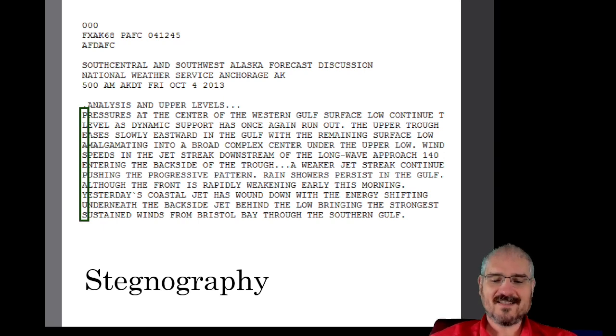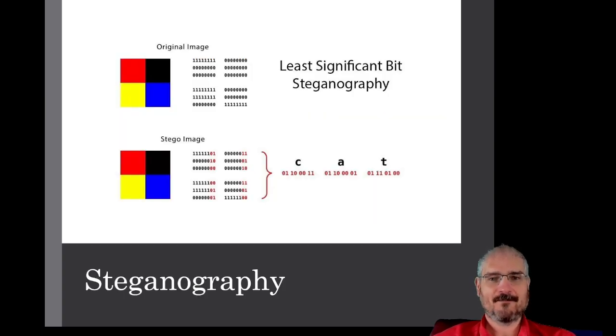So again, this is a very simplistic way to hide one piece of data within a larger piece of data. Another way to do this, a little bit more complicated, but still relatively simplistic, is by using images and the least significant bit. Okay?